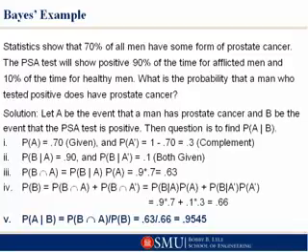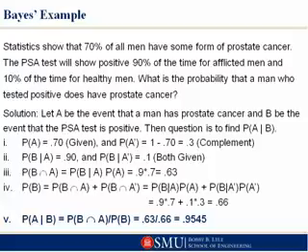Okay, statistics. This is a pretty dreary example, but here we go. Statistics show that 70% of all men have some form of prostate cancer. The PSA test will show positive 90% of the time for afflicted men and 10% of the time for healthy men. What is the probability that a man who has tested positive truly does have prostate cancer?